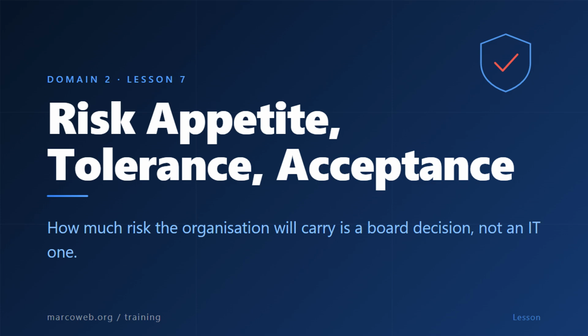Risk appetite, tolerance, and acceptance. This lesson is about who decides how much risk an organization will carry, who may accept a specific risk, and at what level. It builds directly on the risk response from the last lesson.